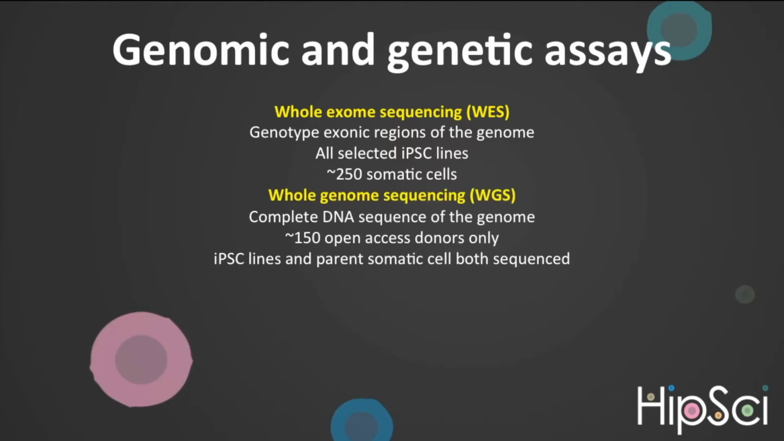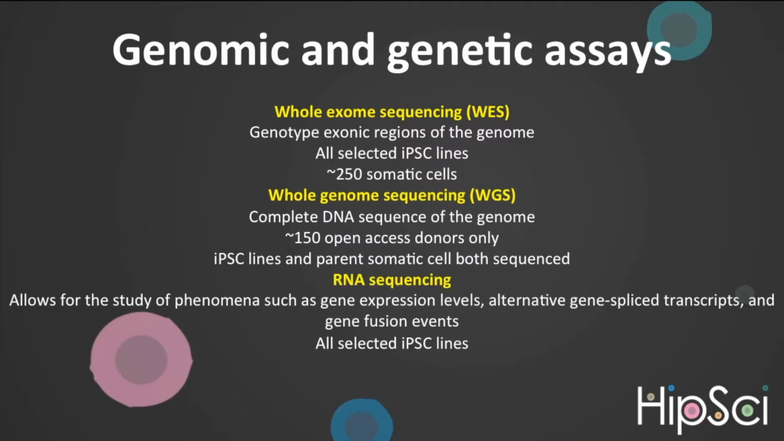Whole genome sequencing provides the complete DNA sequence of the genome. Whole genome sequencing data is available for both the somatic cells and their derived iPSC lines from 150 donors. RNA sequencing allows the study of phenomena such as gene expression levels, alternative gene-spliced transcripts, and gene fusion events. RNA sequencing is carried out on all iPSC lines that are selected for banking.